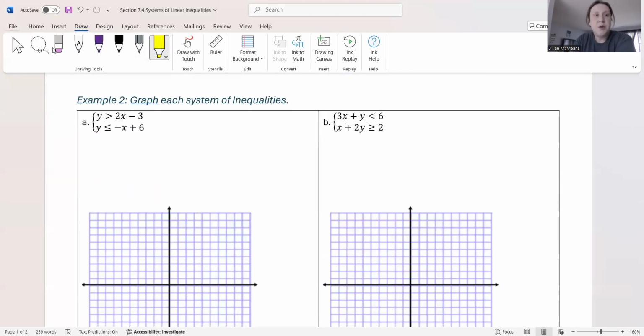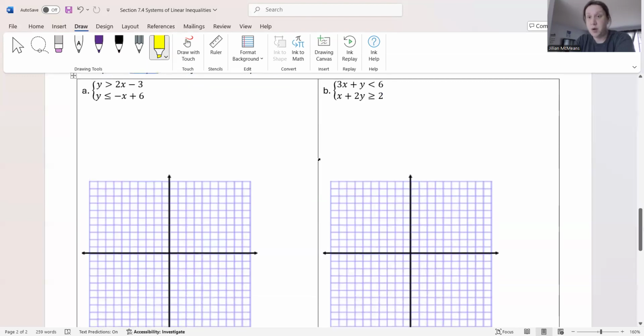Okay, so example two here says graph each system of inequalities. So we're going to graph these just like we did the linear inequalities in two variables in topic one. Okay, now luckily for part A, the inequalities that we've been given are both already solved for y. That makes it a little bit easier. So I'm going to use two different colors here. I'm going to use purple and red, something that we can see nicely.